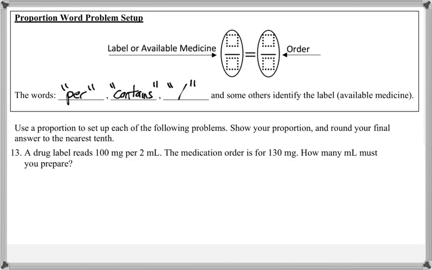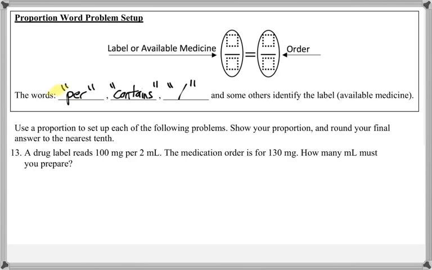So it says, use a proportion to set up each of the following problems. Show your proportion and round your final answer to the nearest tenth. A drug label reads 100 milligrams per 2 milliliters. The medication order is for 130 milligrams. How many milliliters must you prepare?